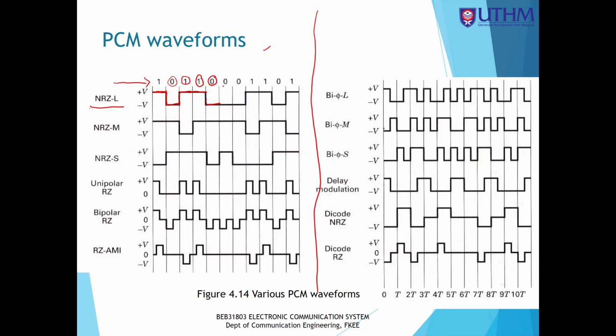Then there is no change in the input, still logic 0, so no change in the output. Again, no change. Then the input changes to logic 1, so the output will be positive voltage, and then no change, then negative voltage, and then positive voltage. So NRZ-L changes whenever there is a transition from 1 to 0 or 0 to 1.